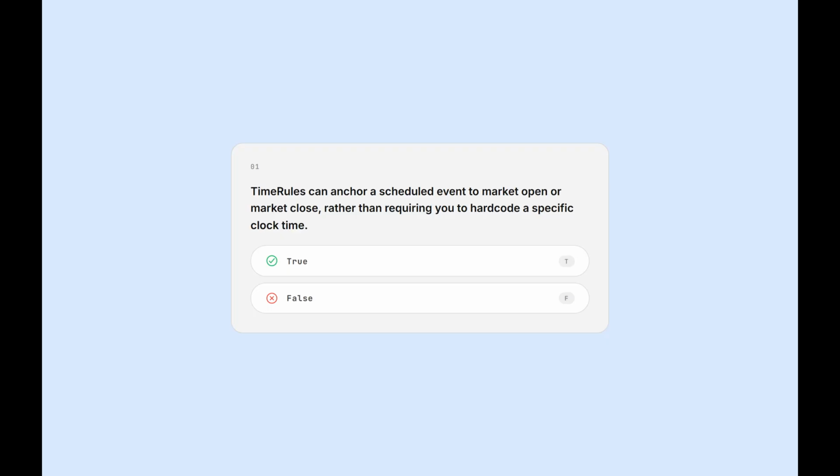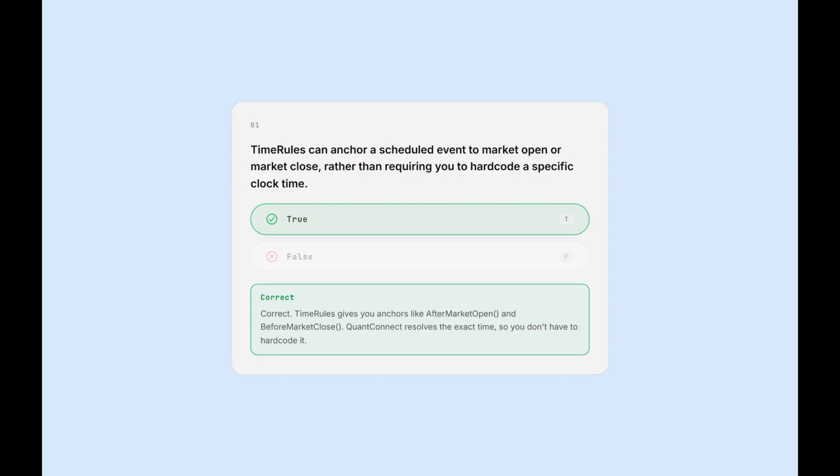Here's a quick knowledge check. TimeRules can anchor a scheduled event to market open or market close, rather than requiring you to hardcode a specific clock time, true or false. And the correct answer is true. That's one of the main advantages of TimeRules. Options like after market open and before market close let QuantConnect resolve the correct time automatically, which makes your schedule more robust and easier to read.